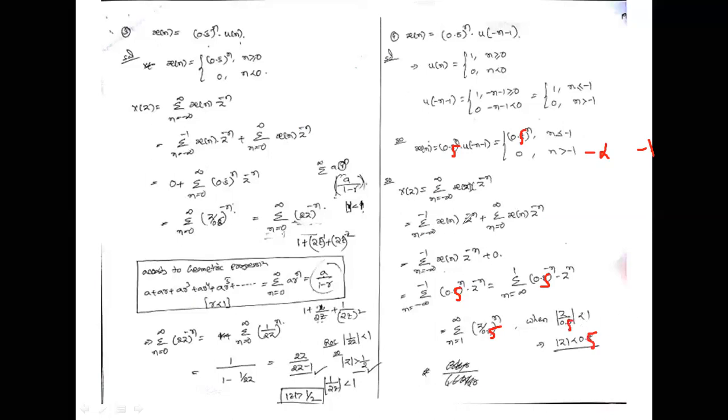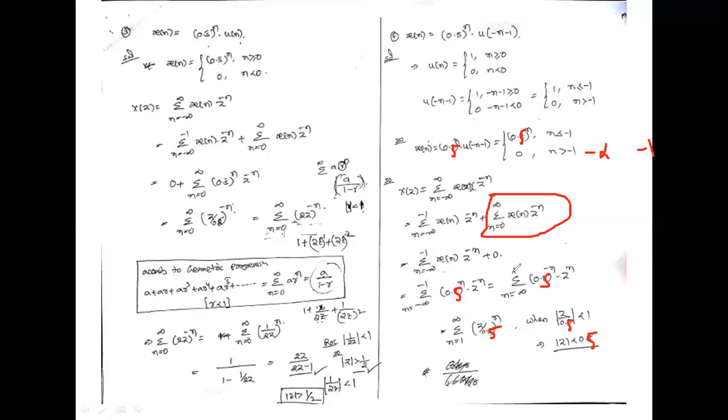Got it, my students? Now I am substituting in this equation. So the second term, whatever we have, that is 0 because it is a left sided sequence. Sum from minus infinity to minus 1 of x of n, z power minus n, which is minus 1 times 0.5 whole power n, z power minus n. Now here you have to remember, I'm changing the limits from negative to positive. Changing the limits of the n values from negative to positive, and the powers change from positive to negative, negative to positive.